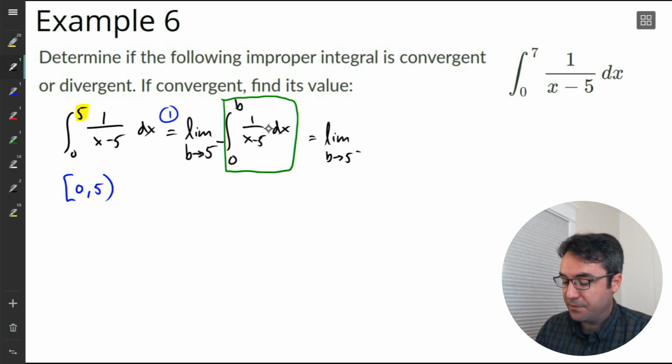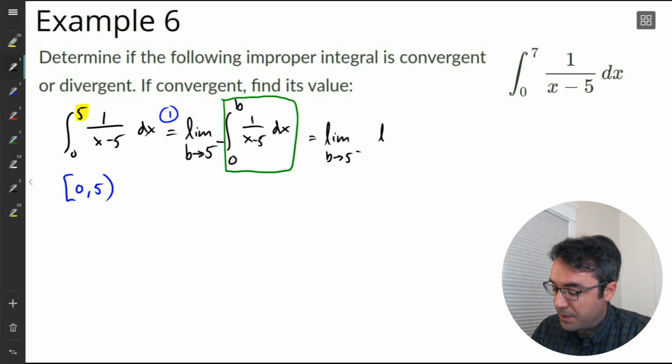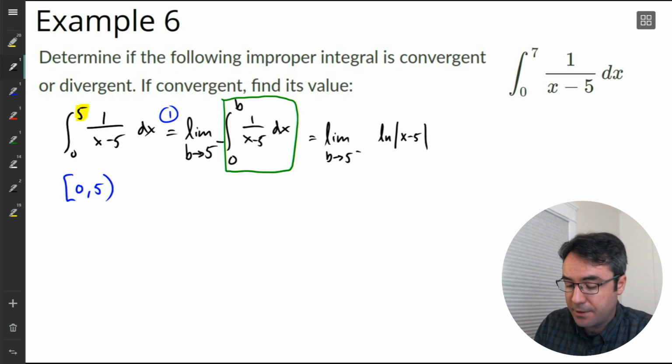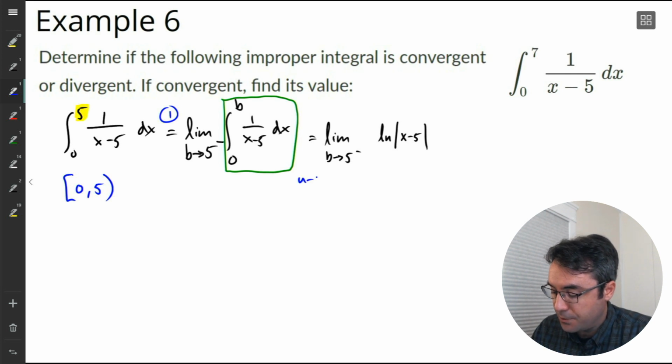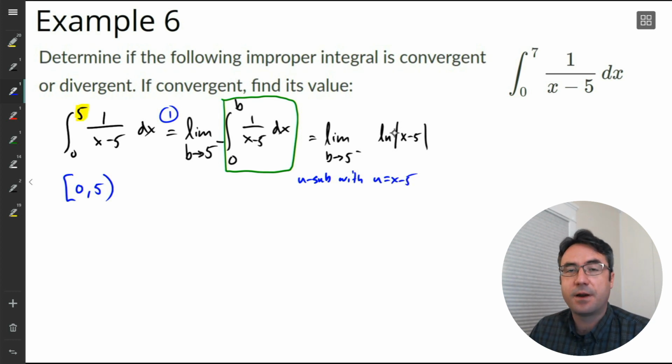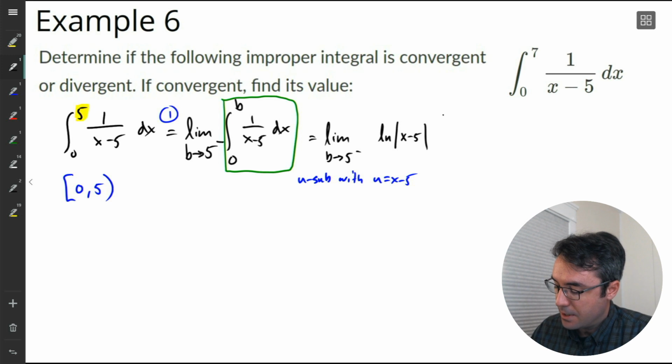What's the antiderivative of 1 over x minus 5? Well, it's the natural log of the absolute value of x minus 5. Again, there's kind of a substitution rule here. If you wanted to, you could go through, letting u equals x minus 5. But this is one of our usual k-form integrals, so you can just do this one without showing all the work. We're going to evaluate that antiderivative from 0 to b.